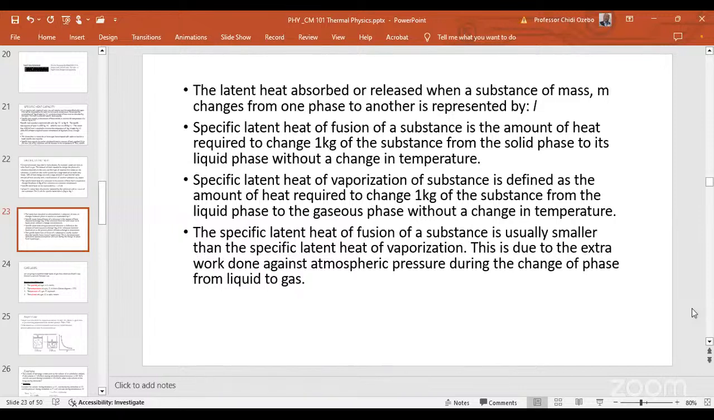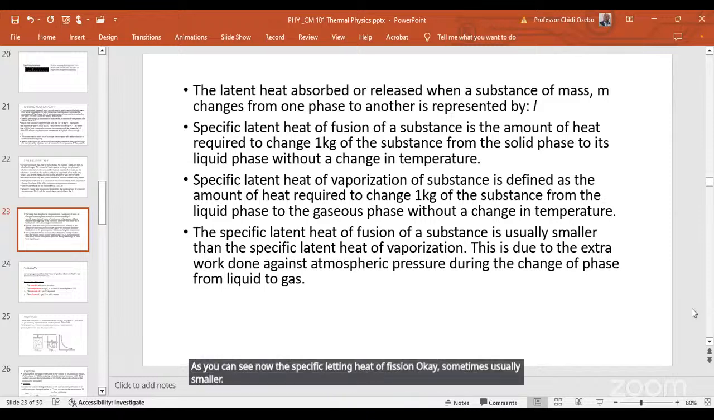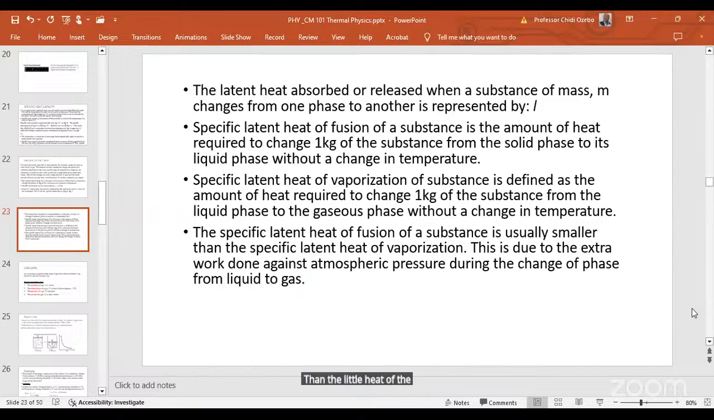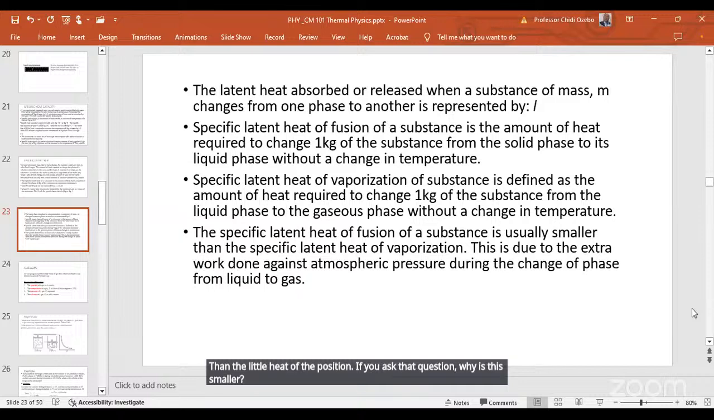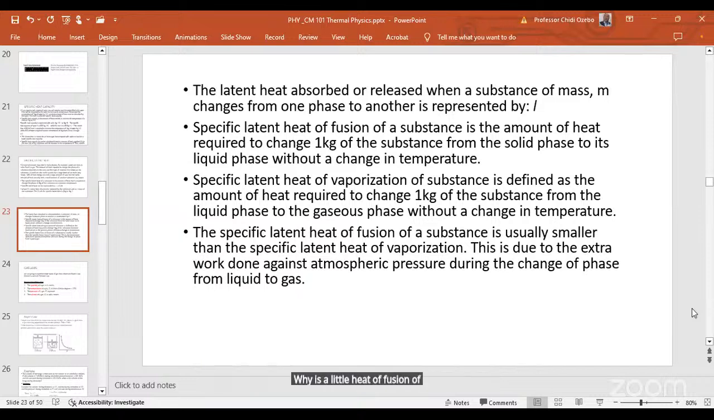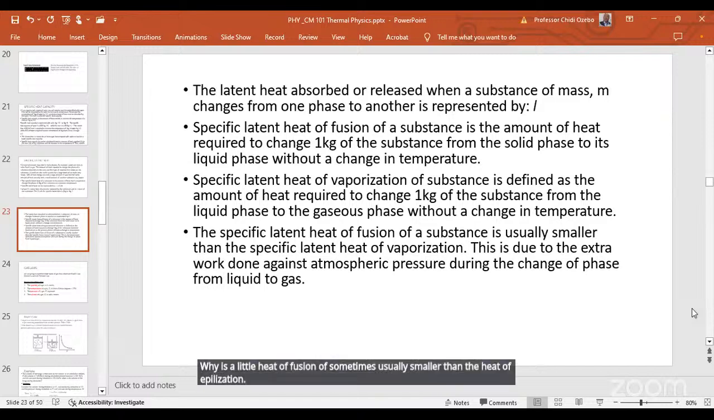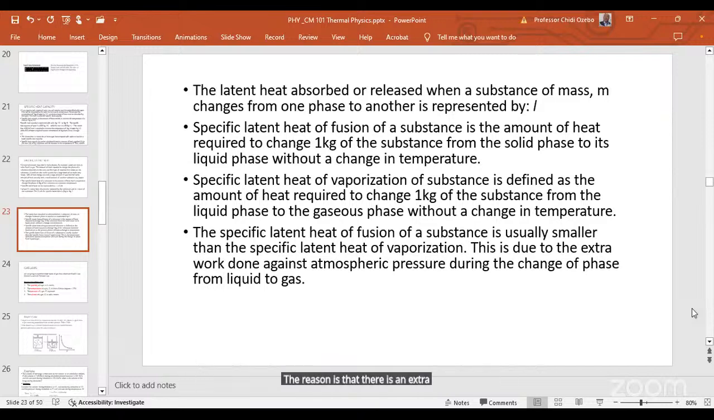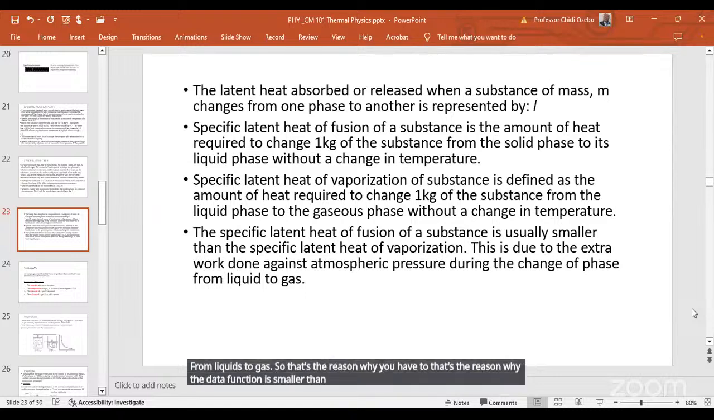As you can see now, the specific latent heat of fusion of a substance is usually smaller than the latent heat of vaporization. If you ask why is it smaller, why is the latent heat of fusion of a substance usually smaller than its latent heat of vaporization? The reason is that there is extra work to be done against atmospheric pressure during the change of phase from liquid to gas. That's the reason why that of fusion is smaller than that of vaporization. Should take note of this.